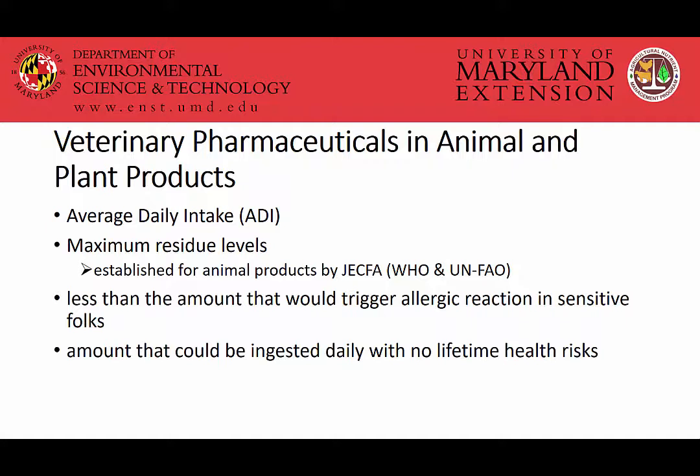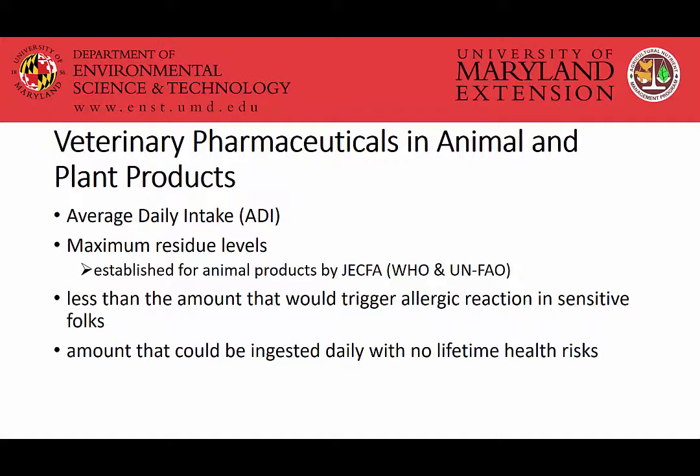It's the first time I heard that there were maximum residue levels allowed in food. Okay? They actually set levels of the maximum amount of an antibiotic that can be in meat and you still sell it. All right? And the organization that does this is called JECFA. It's a bunch of people, World Health Organization and UNFAO. It stands for the Joint Expert Committee on Food Additives.